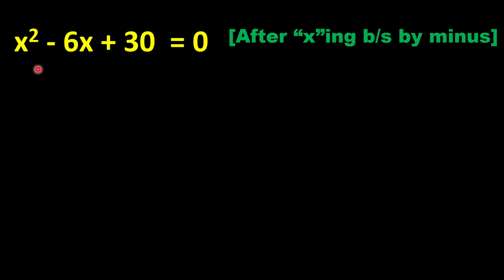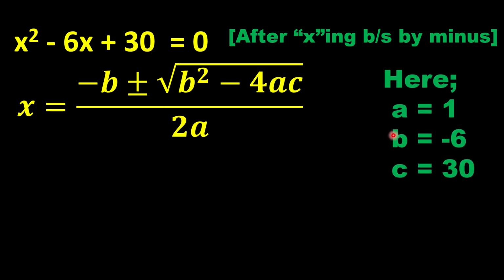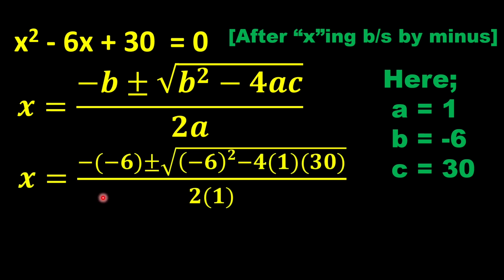Now we have this quadratic equation, and we will apply the quadratic formula, which is equal to minus b plus minus square root of b square minus 4ac divided by 2a. And here we have a equal to 1, b equal to minus 6 and c equal to 30. Now we will put these values in this quadratic formula. So b equal to minus 6, so plus minus, b square, that is minus 6 square, minus 4 times a equal to 1, and c equal to 30, divided by 2a equal to 1.